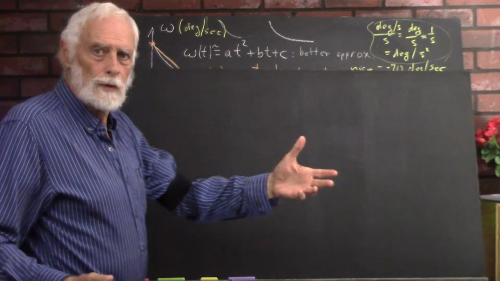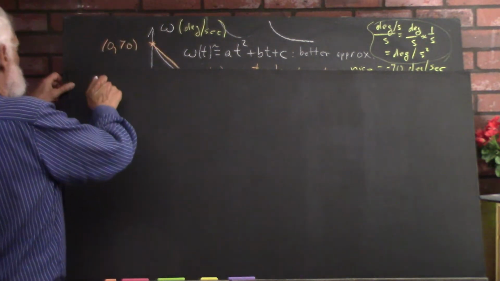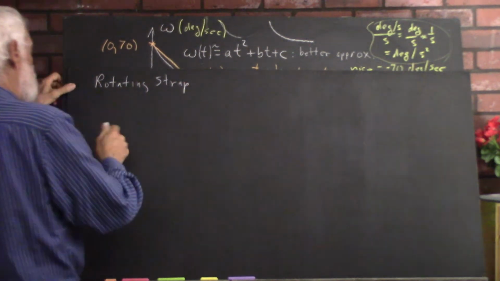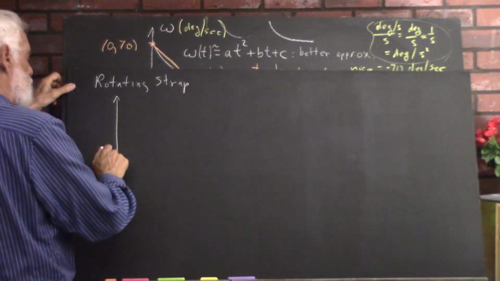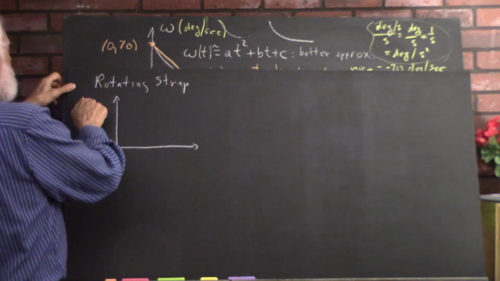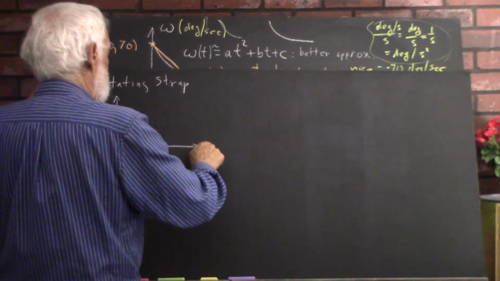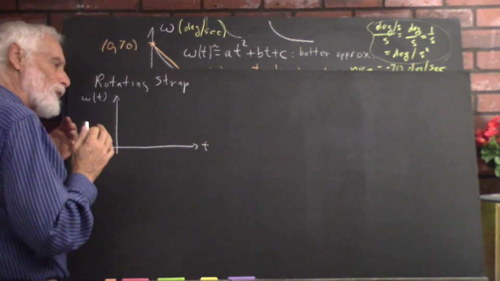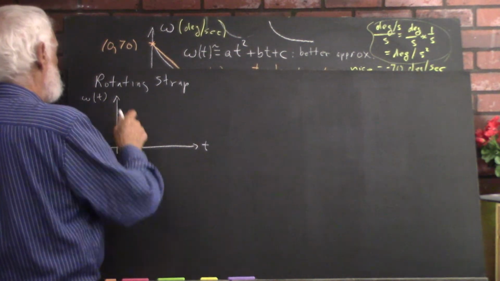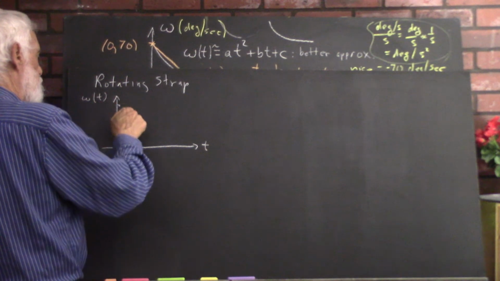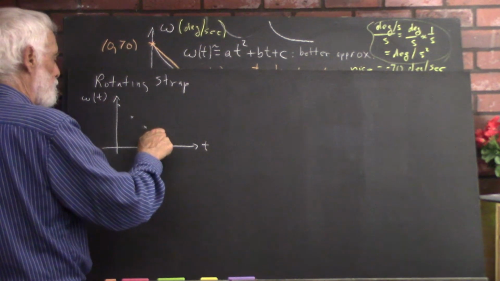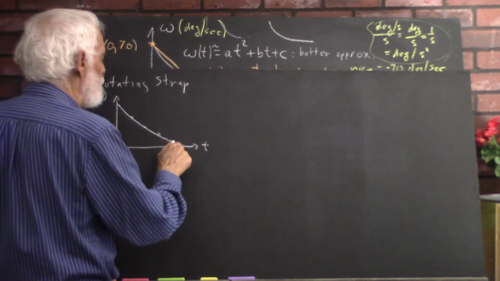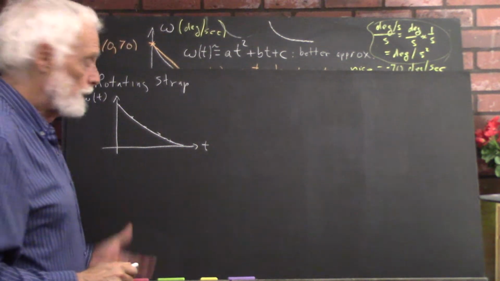Okay, we observe the rotating strap. And from our observations, we come up with a graph of omega of t versus t, based on observations right after each new minute. Okay, so we get a series of about 6 points. And there's a slight curvature. I'm maybe exaggerating the curvature a little bit, but there is a curvature to the graph.